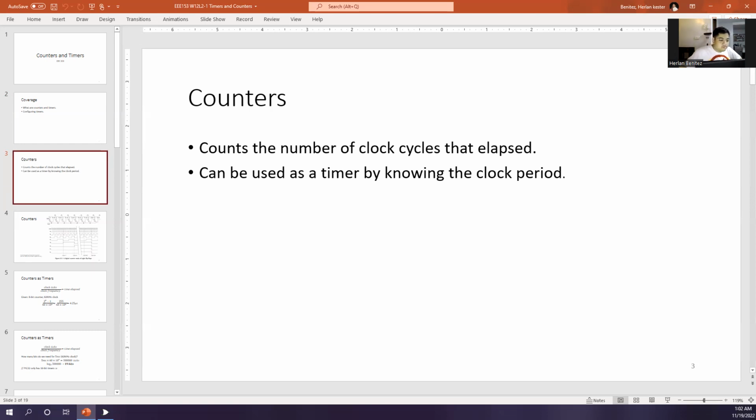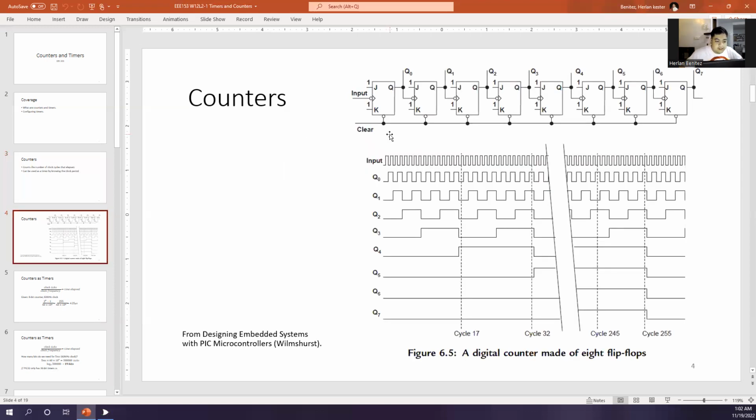nag-count. So, for example, anong tsura ng counter na digital na circuit? So, ito yung, basically, para siyang chain ng toggle flip-flops. So, ito yun. Bakit toggle flip-flops? So, ito parang, kung yung input natin is high and low, high and low, high and low, isang edge lang mag-toggle yung flip-flop natin. In this case, I think it's a negative edge.